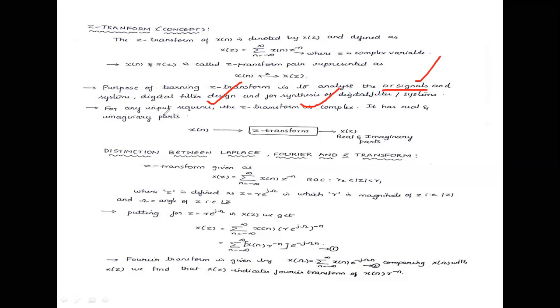For any input sequence, the Z transform is complex. It has a real and an imaginary part. The x of n, given to the Z transform, is converted to the frequency domain function x of z, having real and imaginary parts. Why do we say it has real and imaginary parts? Because z is a complex variable here. Complex means having a real part and an imaginary part.